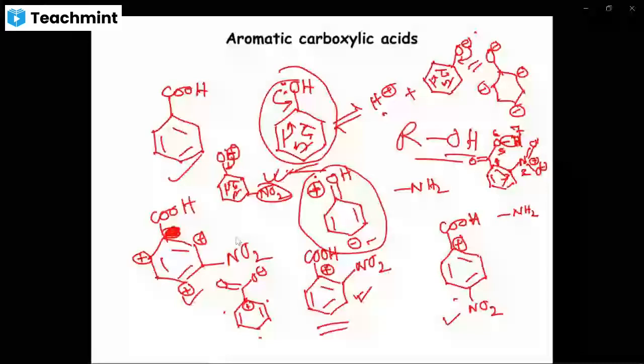Yeah, ortho effect is also there. So here you have hydrogen bonding, right? Because here you will have a 6-membered ring, right?